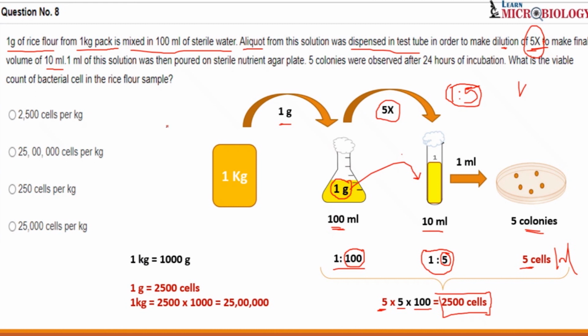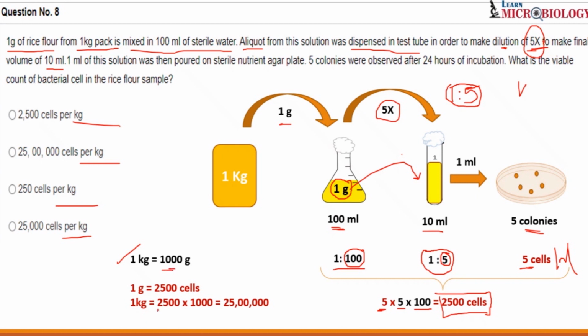Okay. Now if you see the options, all the options are per kg, not per 1 gram. So can you convert this 1 gram to kg? Is it easy? Yes, because we know that 1 kg is nothing but 1000 grams. Yes or no? So in 1 gram we got 2500 cells. So for 1 kg, how many cells? We just have to multiply by 1000.